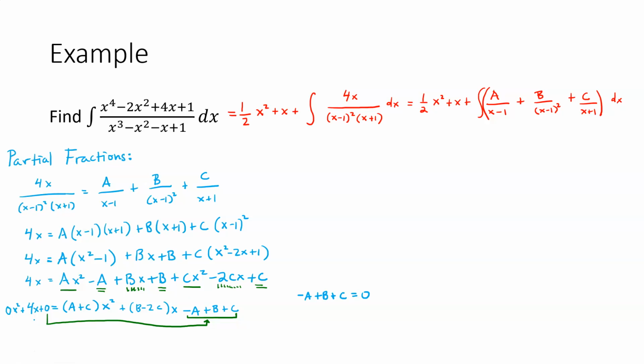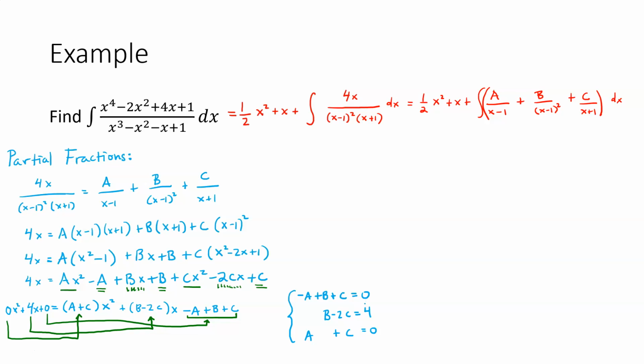The next thing I'll do is match up the 4 here with the x coefficient here. So we have another equation, b minus 2c has to equal 4. And same thing here, I'm going to match up the 0 x squared term with the coefficient of x squared here, which is a plus c. That gives me one more equation, that a plus c must equal 0. So now I have this system of equations, and we just need to solve the system to get a, b, and c.